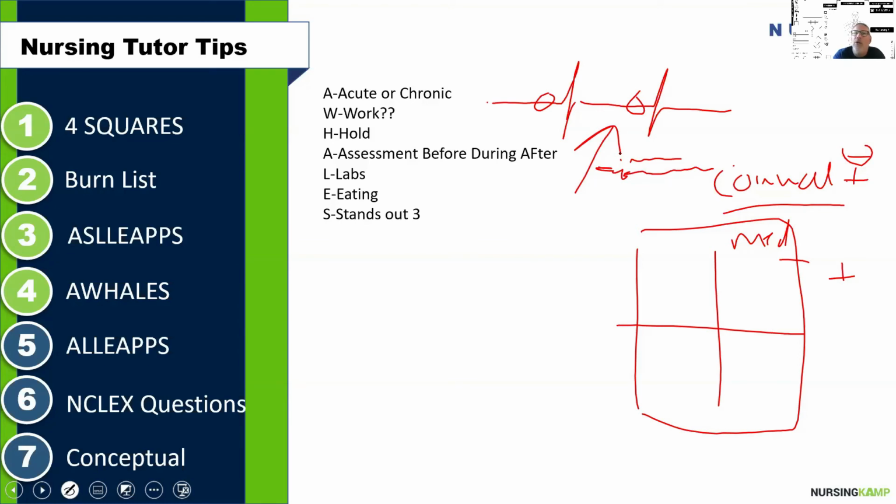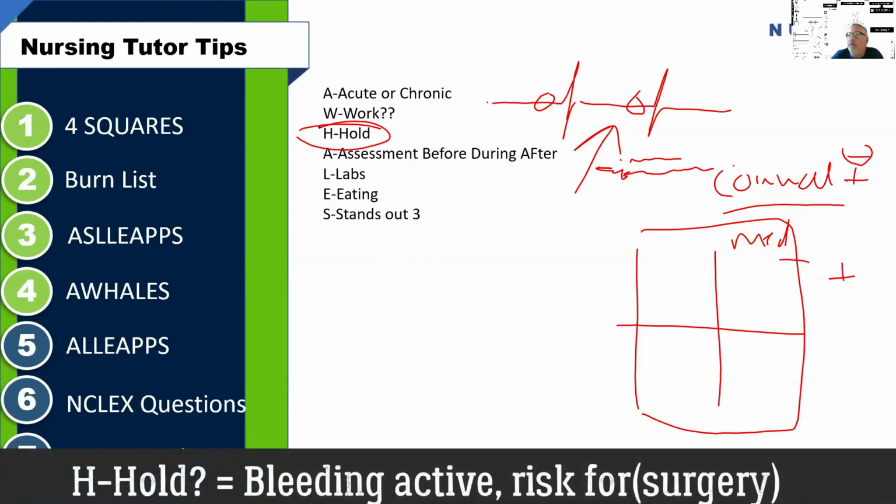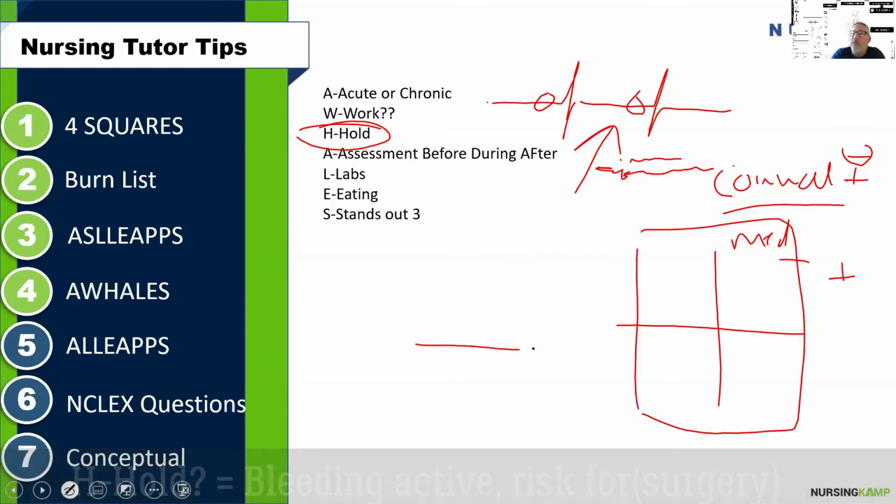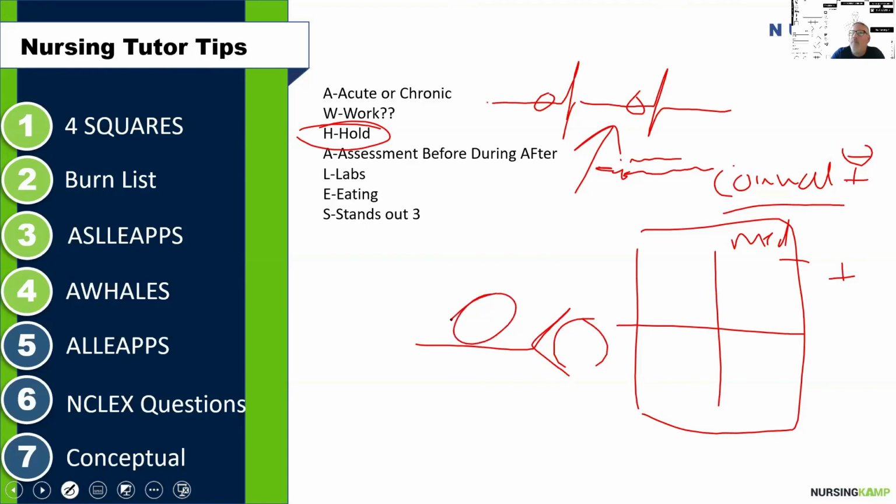All right, so the next thing is H. When do we hold it? Well, bleeding. Because the major issue is bleeding. So that's important to know. And there are certain labs associated with it that result in bleeding. Okay, what's the assessment before? Bleeding. Looking for signs and symptoms of bleeding. What about during? Bleeding, again. And then after, they get taught about bleeding.